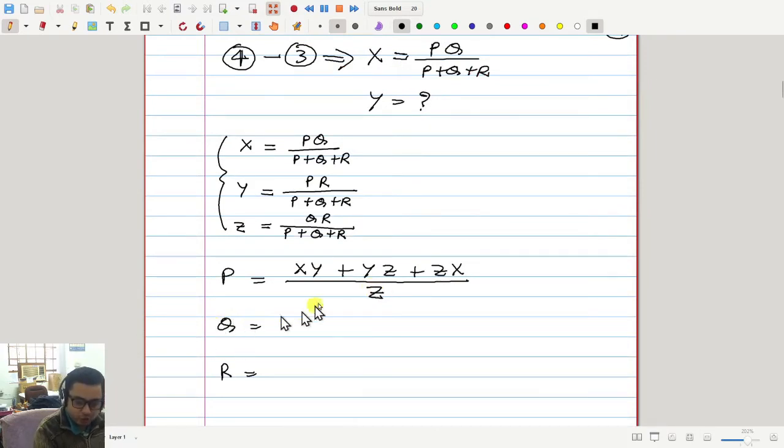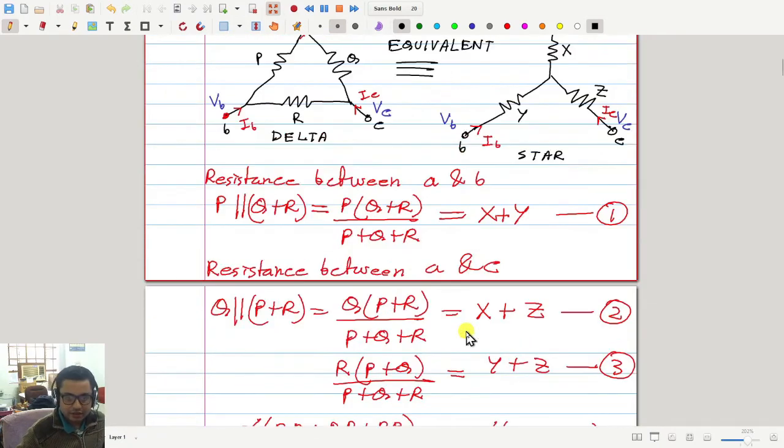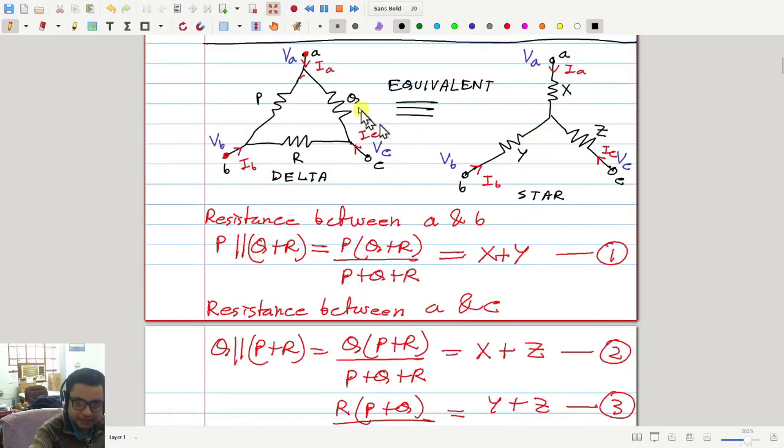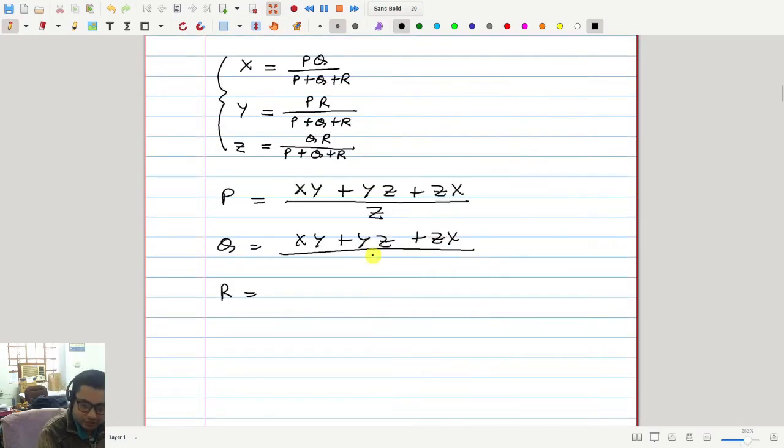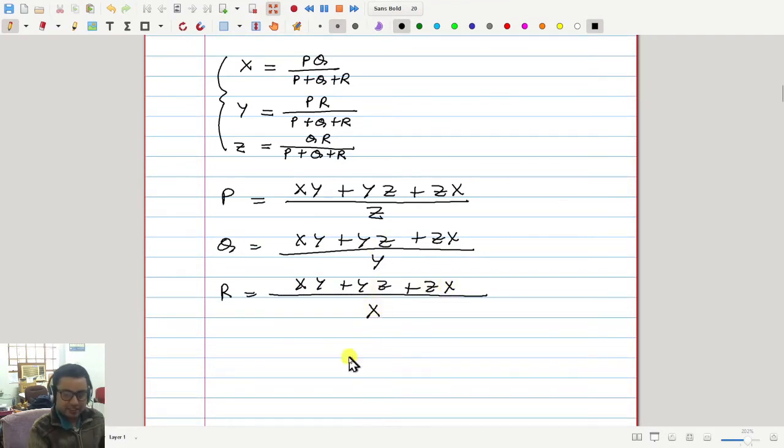In the same way, Q will be XY plus YZ plus ZX divided by whichever is in the opposite position to Q, which is Y. So divided by Y. And in the same way, this will be XY plus YZ plus ZX, and it will be divided by X.